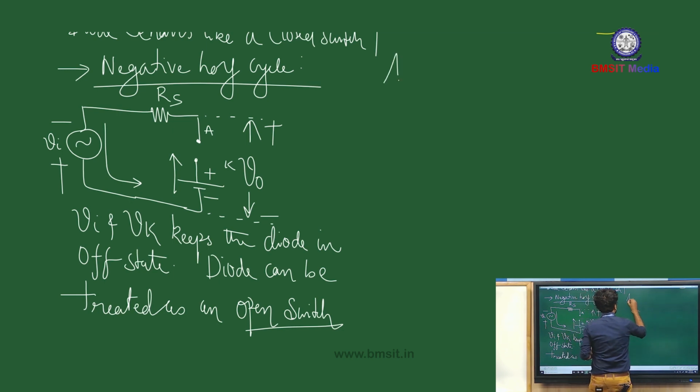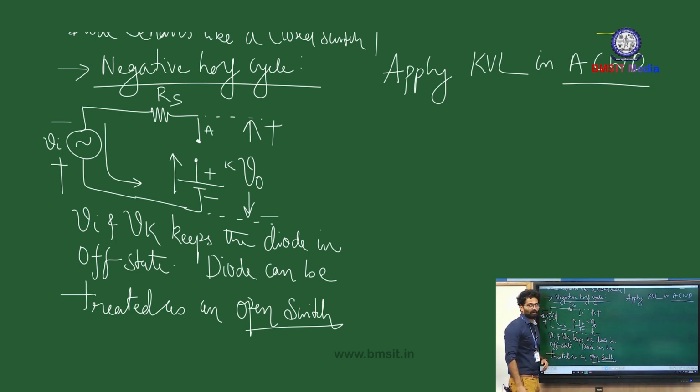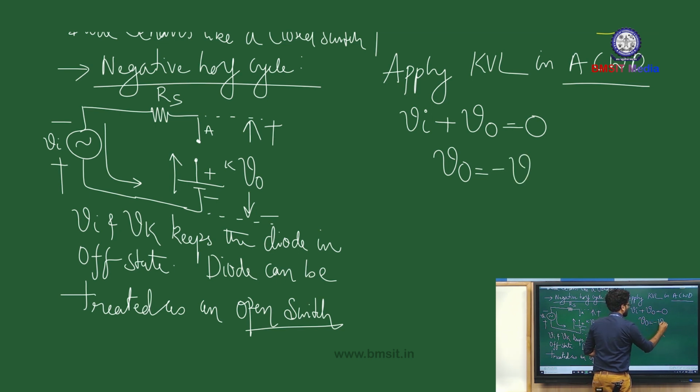So you can apply KVL. By observation, you can say that whatever input you give, that itself will come as the output. So apply KVL in the anti-clockwise direction, ACWD. So minus to plus Vi, then minus to plus V naught is equal to 0, or output voltage V naught is equal to minus Vi.